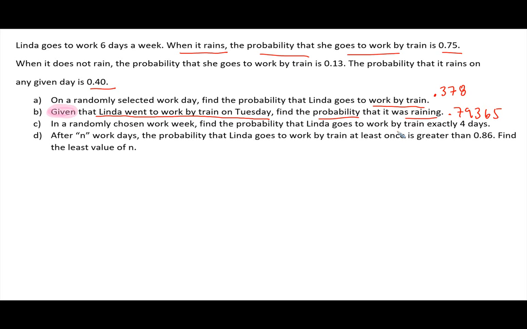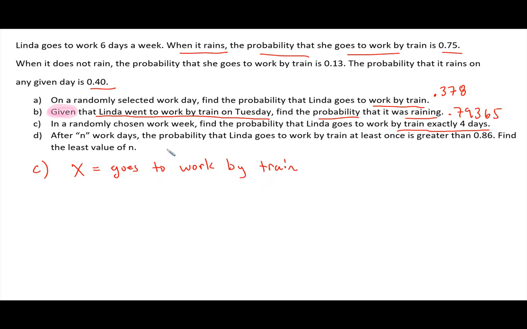train exactly 4 times. Okay, so here's where it gets a little bit tricky in these multi-part questions. Right now, for part C, based on what they've asked, they've taken this situation and turned it into a binomial distribution type question. So you have to recognize that. So let's say capital X represents Linda goes to work by train. So we want to define our X.